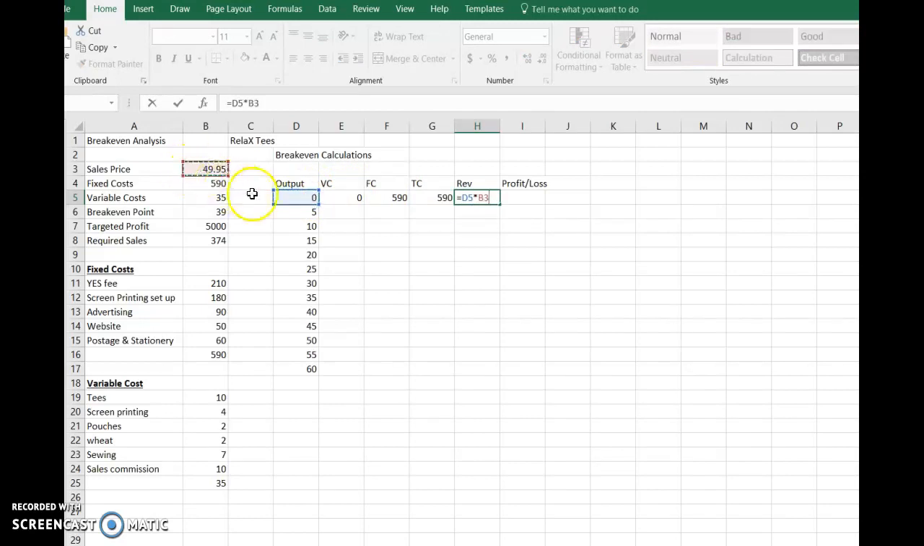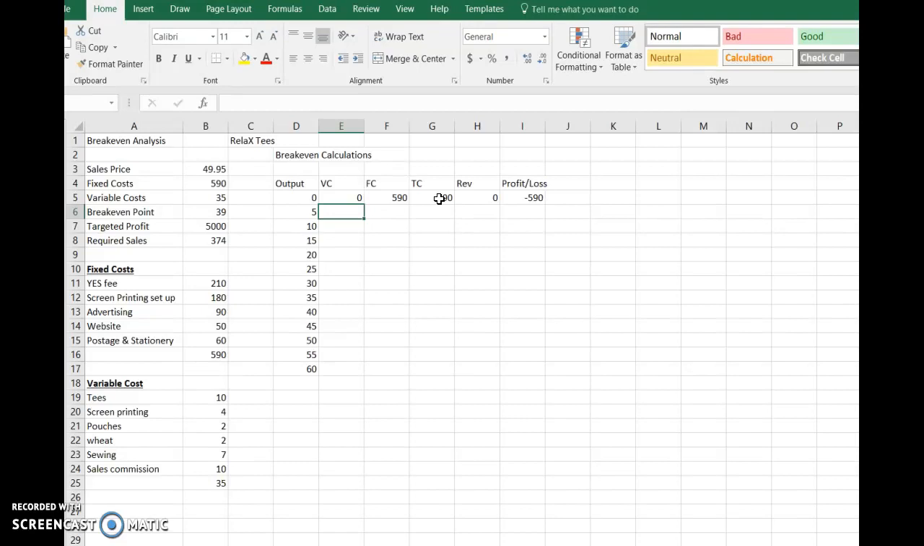That makes sense, eh? We sell 0 at $49.95, our revenue 0. And our profit or loss is equal to our revenue minus our total cost. And you can tell that's $590 loss if we sell 0, because you've still got to pay those fixed costs. Because I F4'd or absoluted them, I can just fill down now.